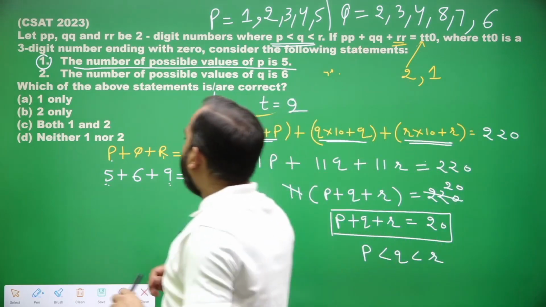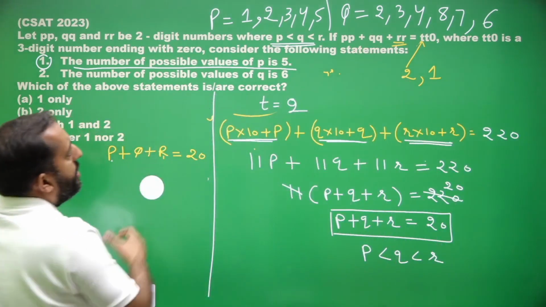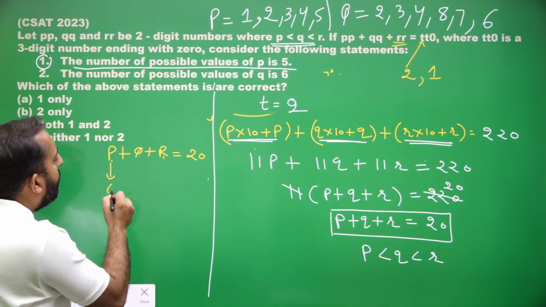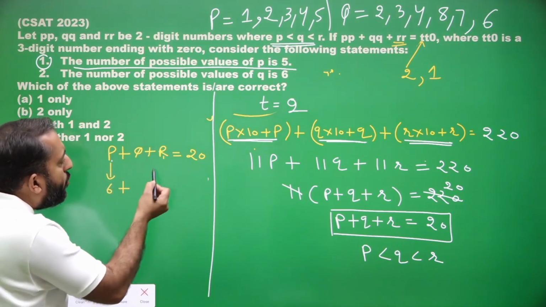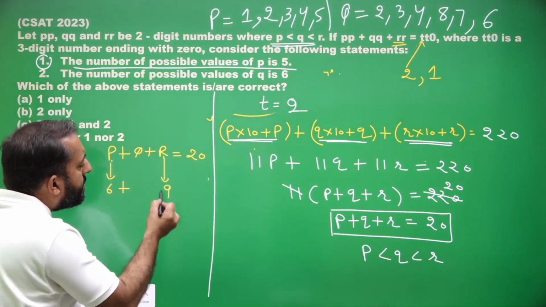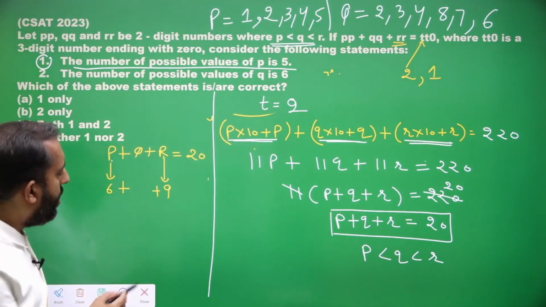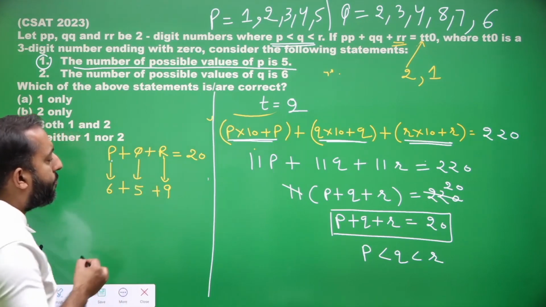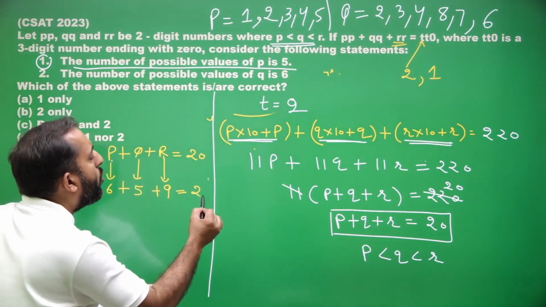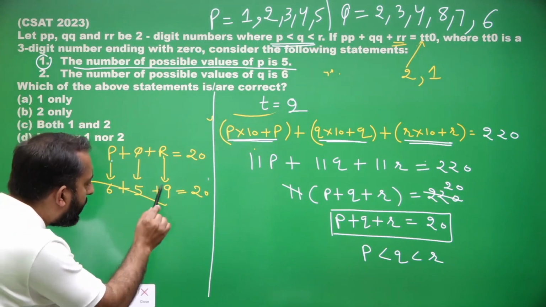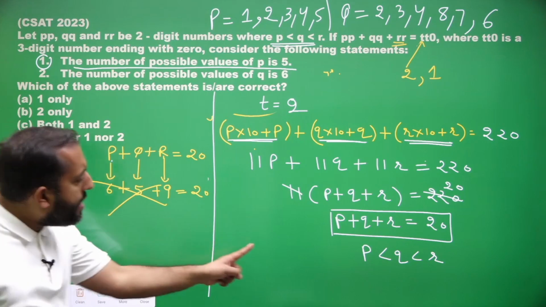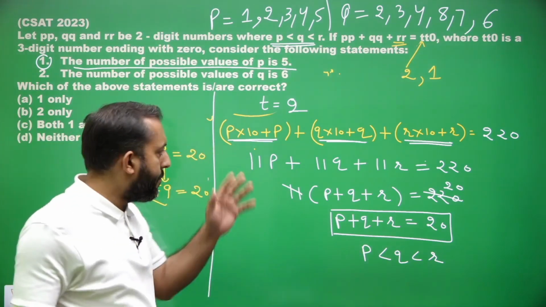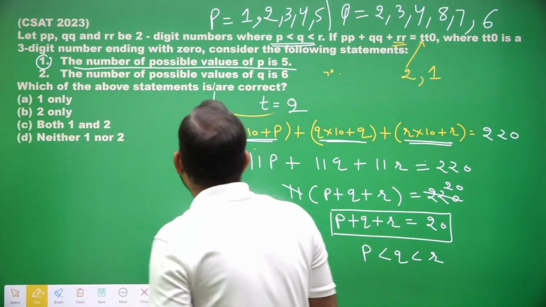Now let's check it out. Is it possible that Q can take 6 as a value? If Q is 6, then the maximum value that R can take is 9 because R is a single digit number. So 6 plus 9 is 15, so P must be equal to 5 to make it 20. Now this is not valid. Why? Because Q should be greater than P, and 5 is not greater than 6. Hence this can be discarded. So no other case is possible now.